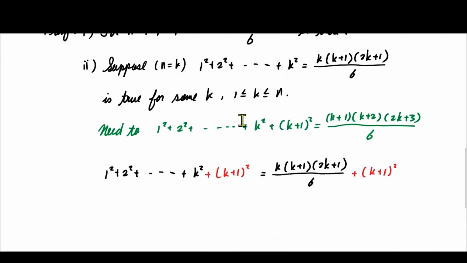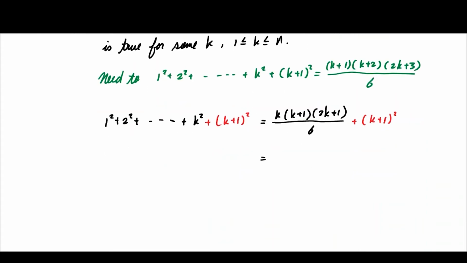This is where I need to go. So all I have to do is use algebra to tweak this to make it look like that, and then we're done. You get it? Okay, so here we go. This is equal to, do you see the common factor, the k plus 1 term? Yeah, let's factor that out.